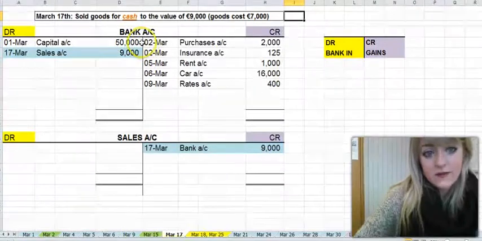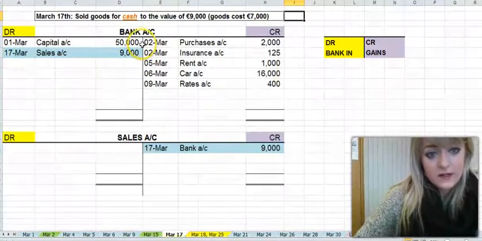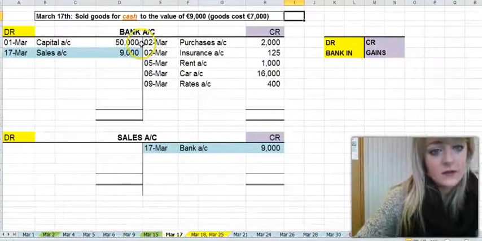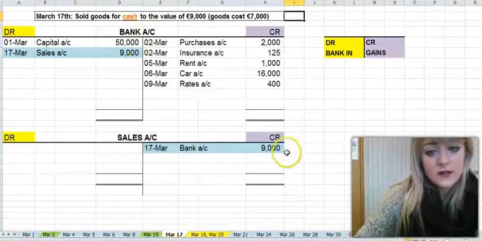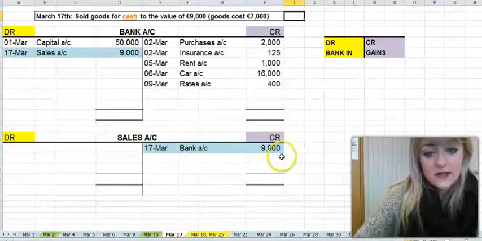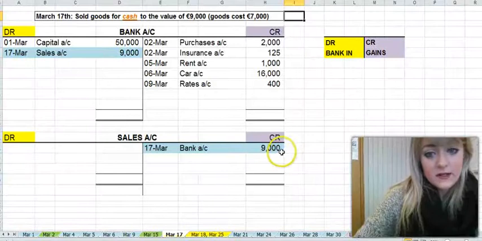It's very similar to like on the 1st of March when she got money with her capital that she lodged, she put it into her account, so it was debited. And the corresponding credit entry is her sales. So sales are a gain, €9,000, we credit our gains. She's made a gain of €9,000 so far.